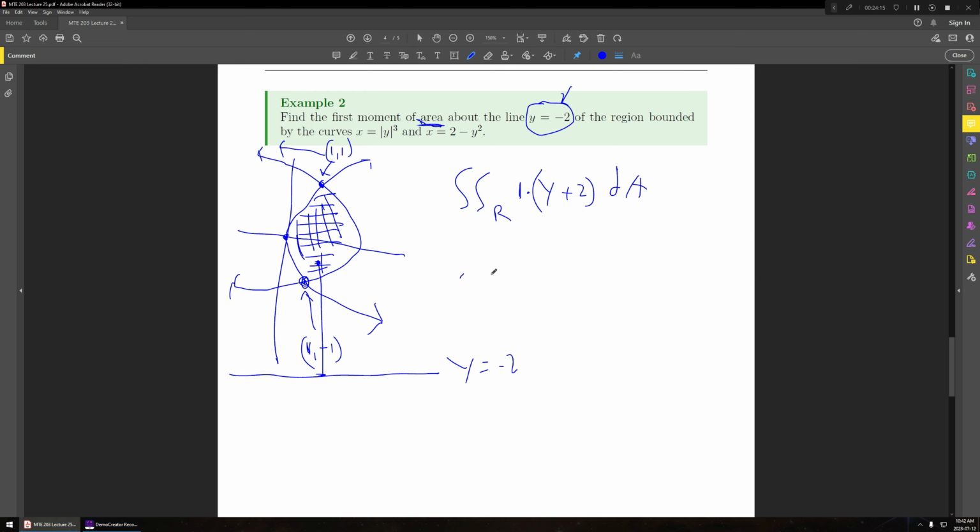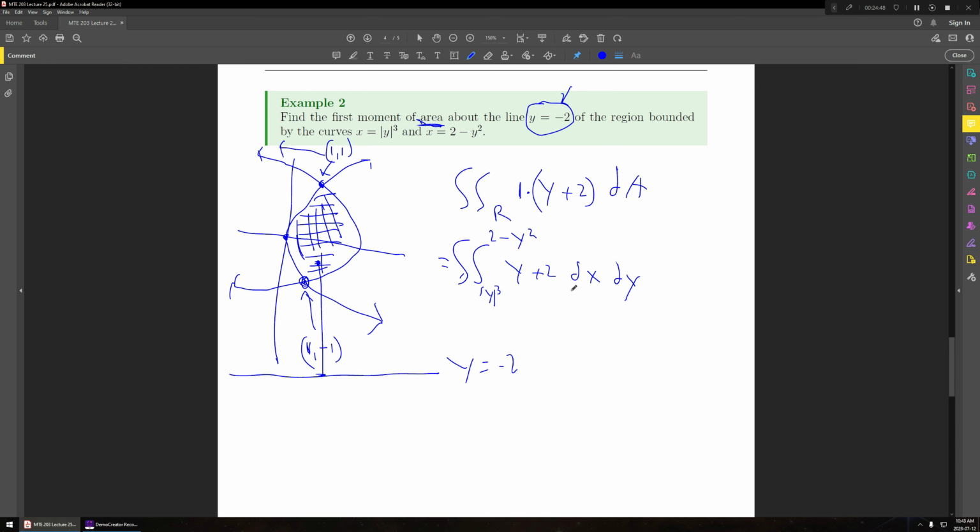So how do I chase this out? So I'm going to get the integral of my y plus 2 dx dA, or sorry, dy. So the inner integral, the bottom limit will be this curve, right? And this curve was the parabola that opened that way. That's my absolute value of y to the third. So I'm just going to put this in here, y to the third. And the upper bound will be 2 minus y squared.